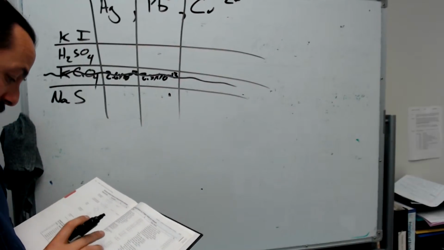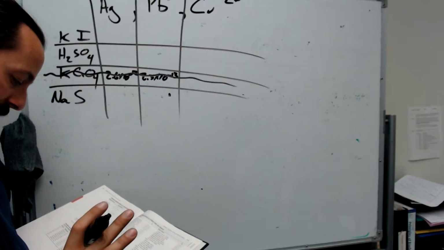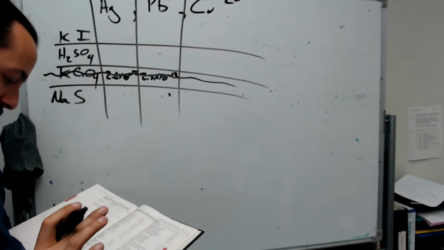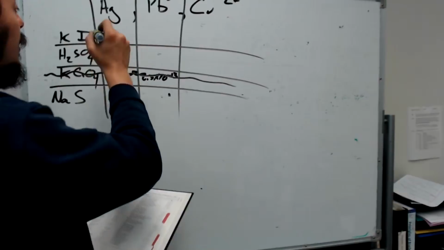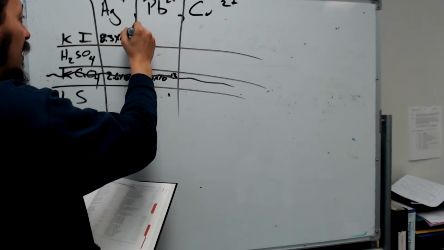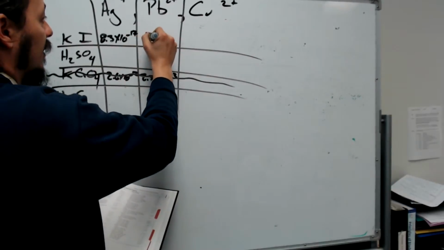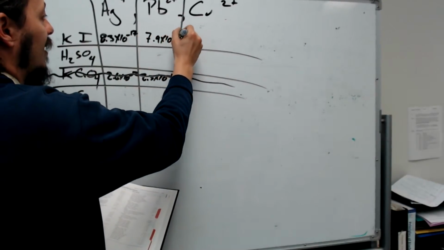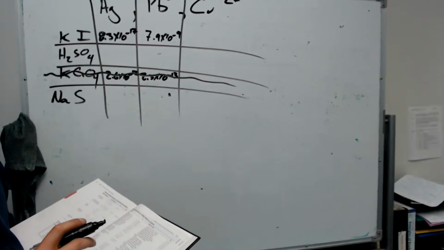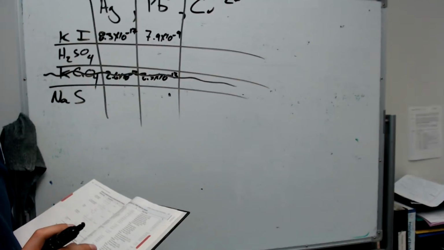Let's see what I've got for iodide. I've got silver and lead, but again, I'm missing copper. And this one might be a good choice. So we might have to do some hunting. 8.3 times 10 to the minus 17 for silver, 7.9 times 10 to the minus 9 for lead. That looks like it's going to do a pretty good job separating.